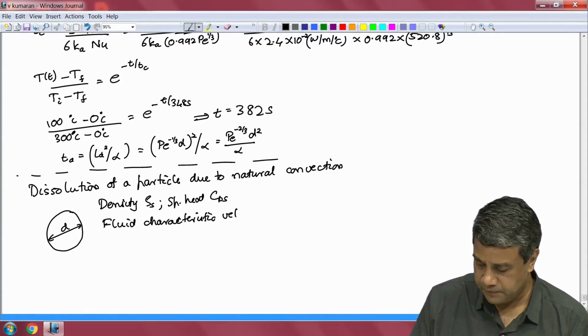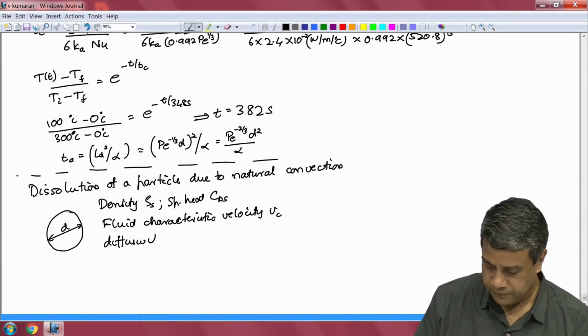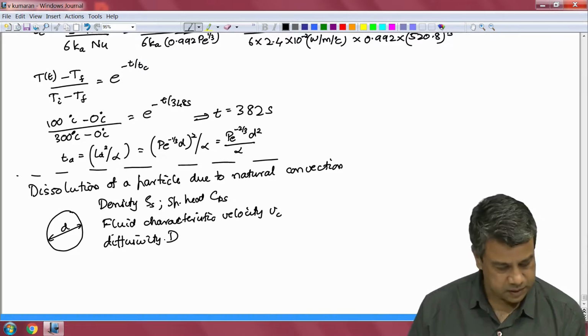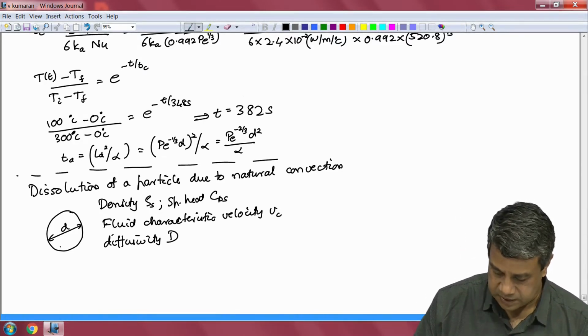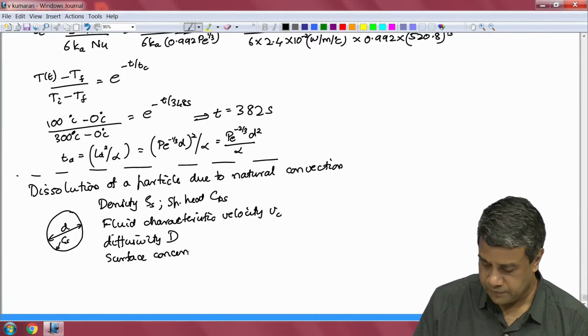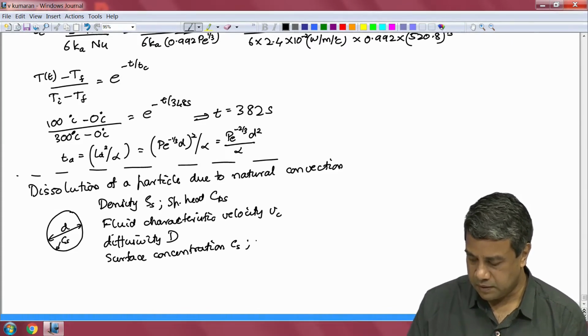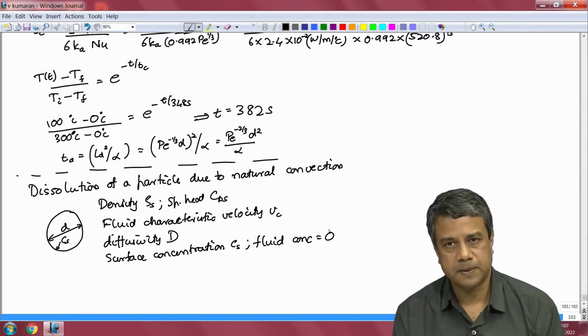characteristic velocity Vc and diffusivity D, and surface concentration at the surface is Cs. Okay, so, surface concentration here, and fluid concentration far from the surface is equal to 0.